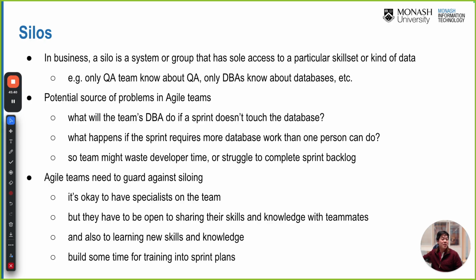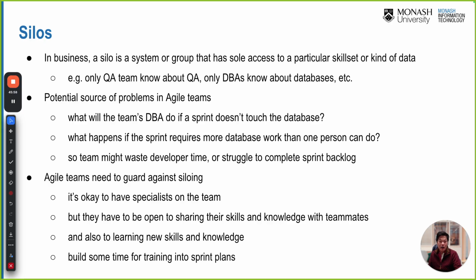This kind of people maybe just know only the SQL command. Does it make sense? Okay. What happens if the sprint requires more database work than one person can do, right? So yeah, this guy will get the problem. And Agile teams normally need to guard against siloing, okay?